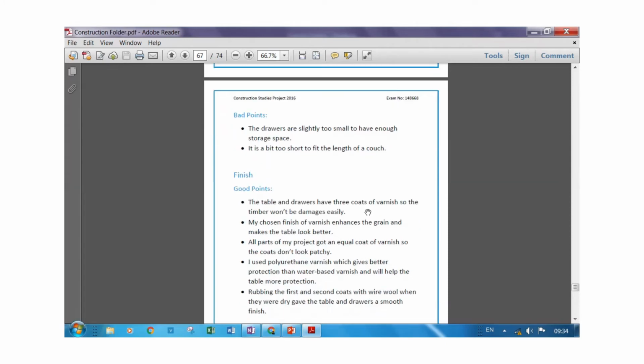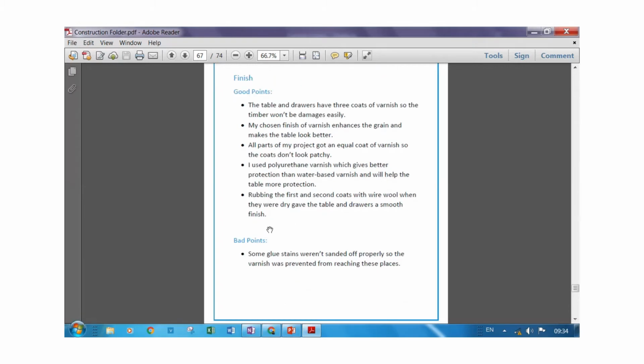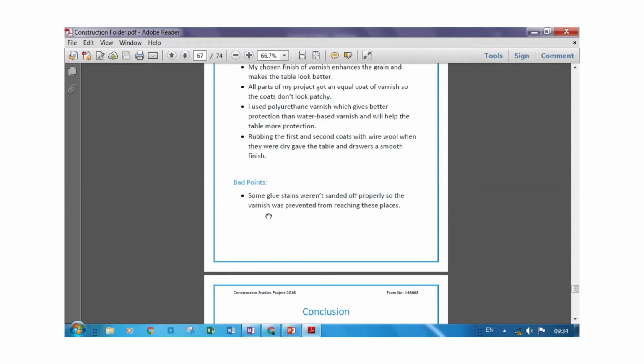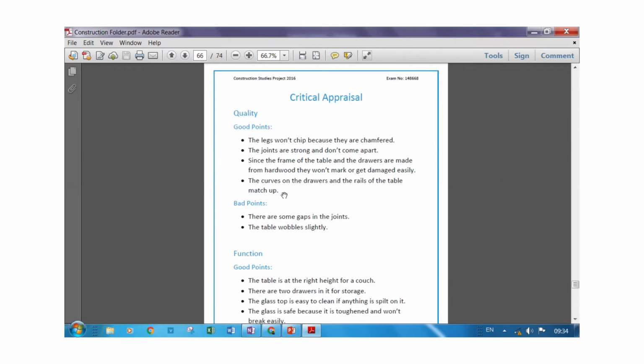Okay. Now, next thing then is finish. Think about how good the finish was on the project, and then the next thing is a bad point about it. Okay. Now, that's your critical appraisal. So it's over 2 pages, and the easiest way to write a critical appraisal is to put it in bullet points.